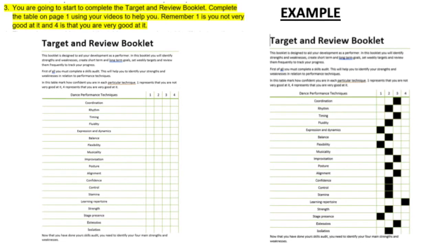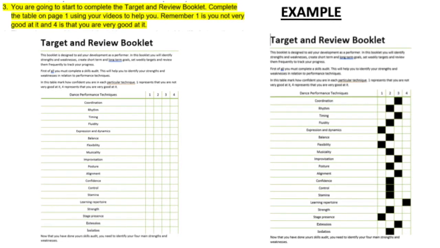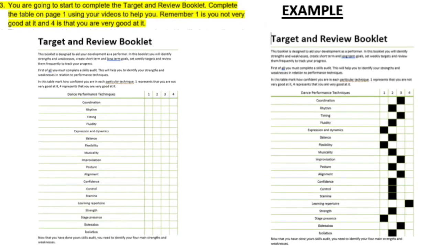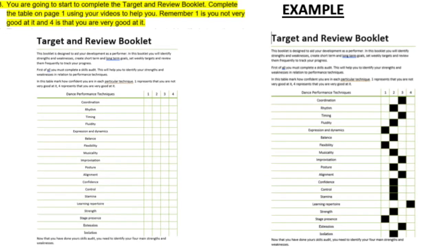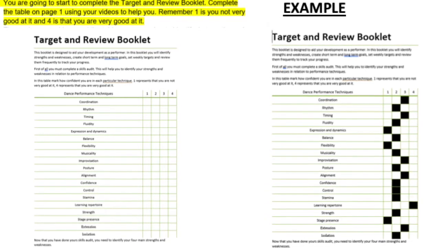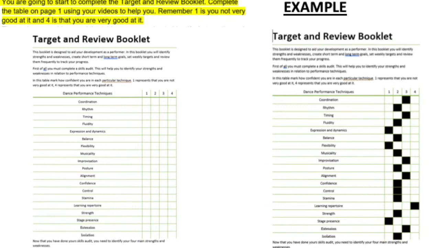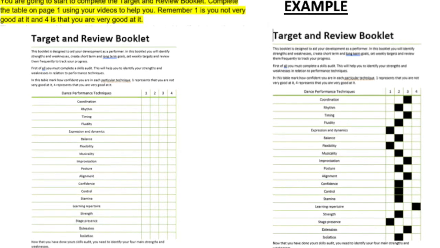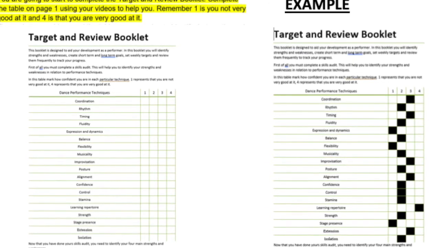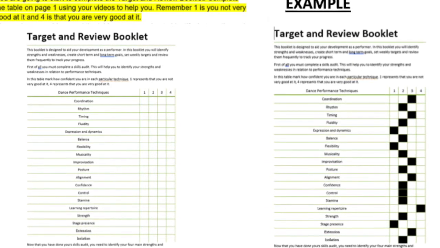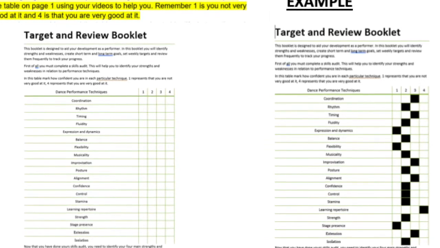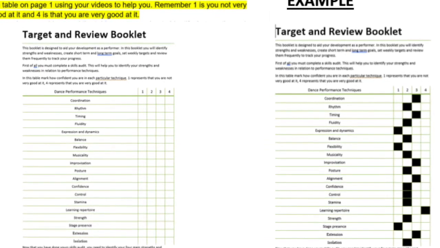Based on your videos, as well as what you personally think about your own technique, you are going to either put a tick or colour a box in for each of these performance techniques. Now remember, one box represents that you're not very good at it, and 4 represents how good you are at it. With 4, I expect your coordination to be perfect, with barely any mistakes, and that is on point.